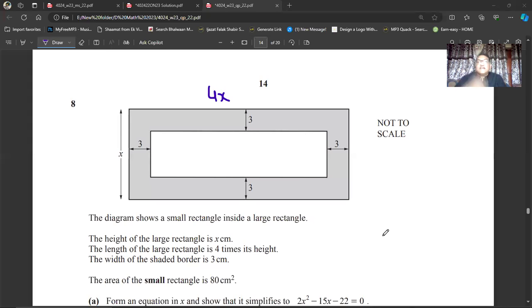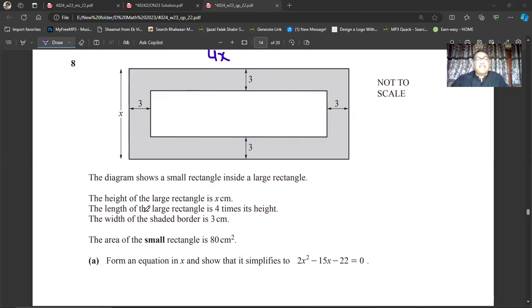Sorry for the internet again, it's doing funny things. Okay, so this inner length will be 4x minus 6. This outer side length is 4x, so 3 here, 3 here. So this is 4x minus 6. This inner height is x minus 6.